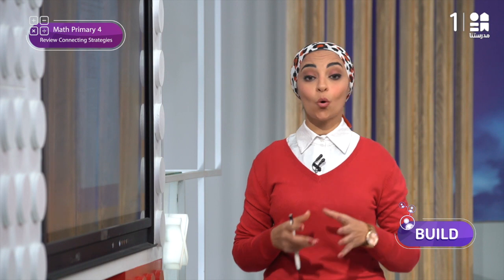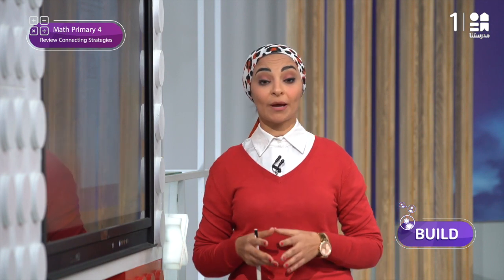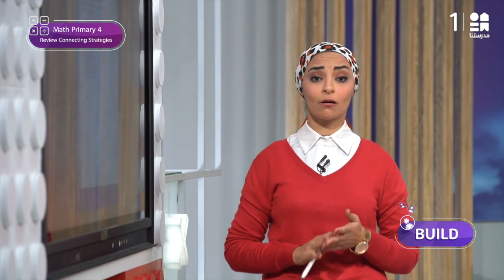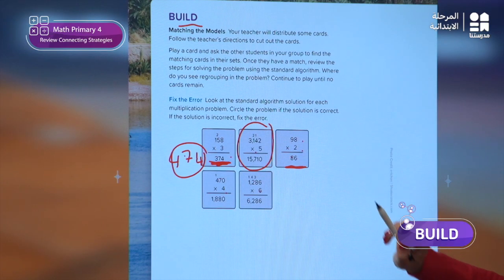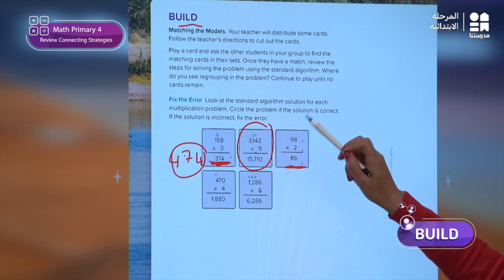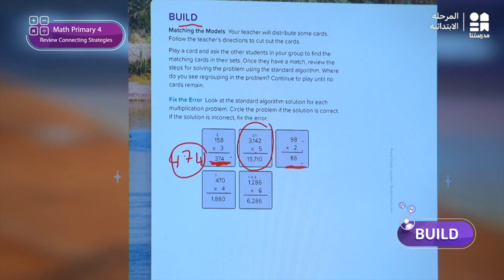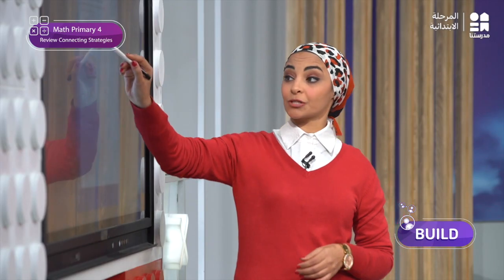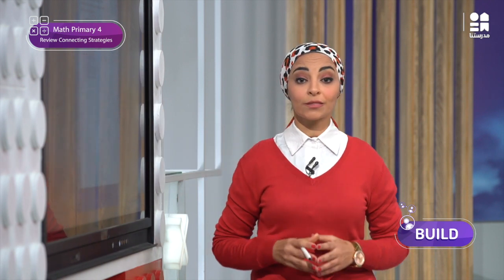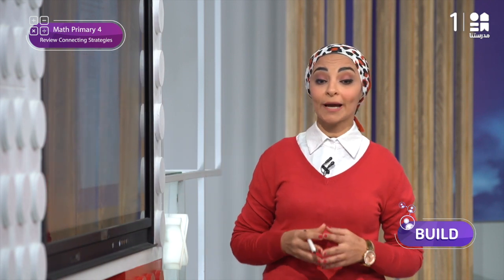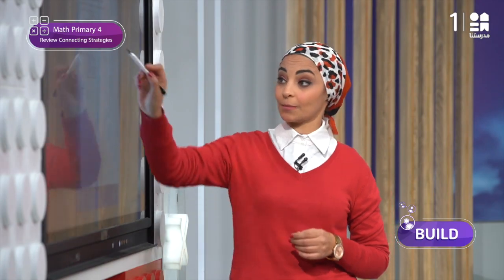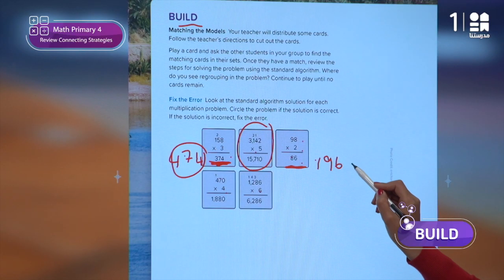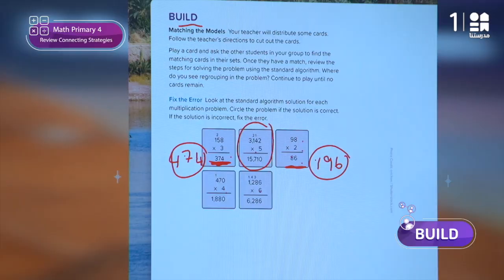Why? Because the student didn't regroup at all when multiplying in the ones place, the tens place, and also the hundreds place. He didn't do any regrouping at all. For example, 2 times 8 is 16, he put only 6 and forgot to regroup the 1 on the tens. Okay? That's why the answer here is wrong. The correct thing to do is regroup to get 196. So if it was solved correctly, the answer would be 196.